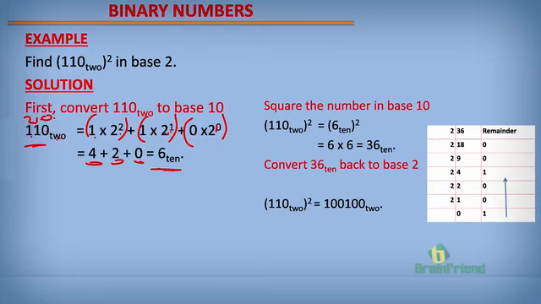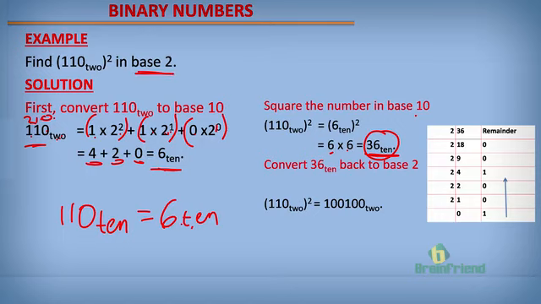The next step is we have to find the square of 110 base 2. Since 110 base 2 is equal to 6 base 10, if we have to find the square of this, we can simply square this. So the next step is to square the number in base 10. 110 base 2 squared is equal to 6 squared, and 6 squared, which we know is 6 times 6, is equal to 36 base 10. This is the square of 110 base 2. But now we have to convert it back to base 2, because we are asked to leave the answer in base 2 and not base 10. So converting 36 to base 2.